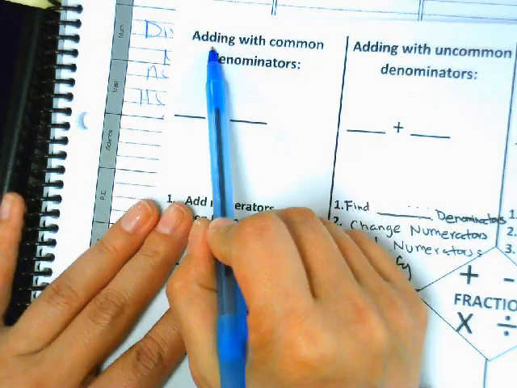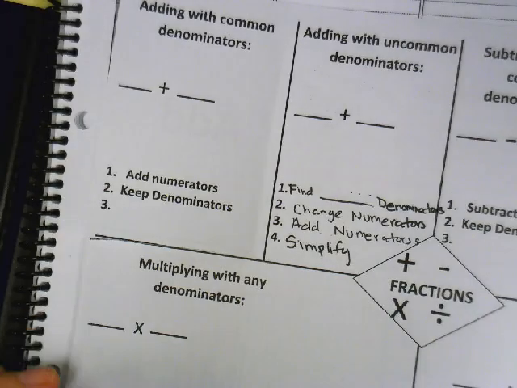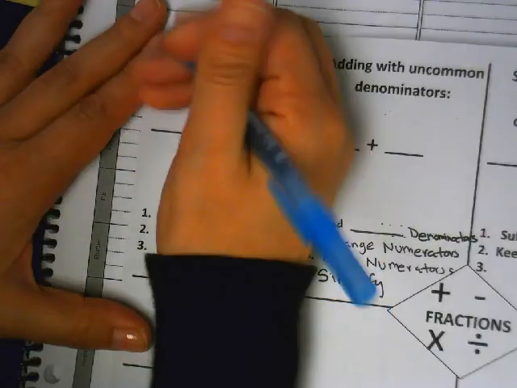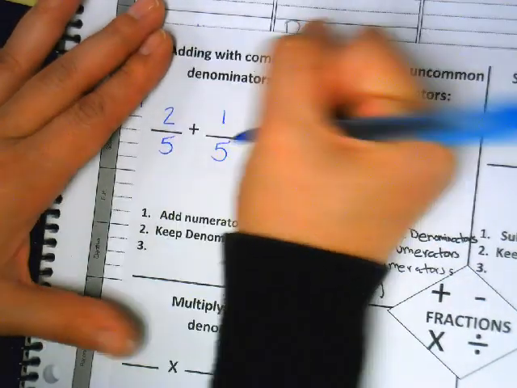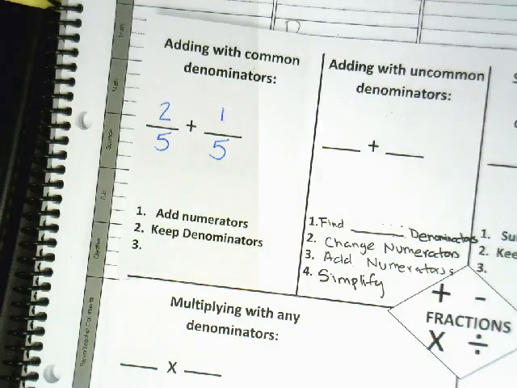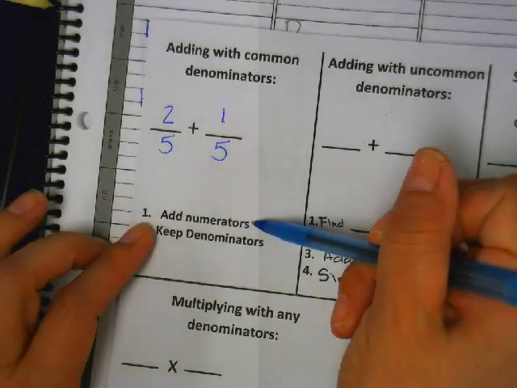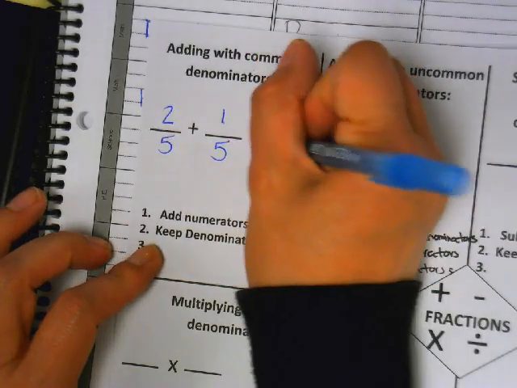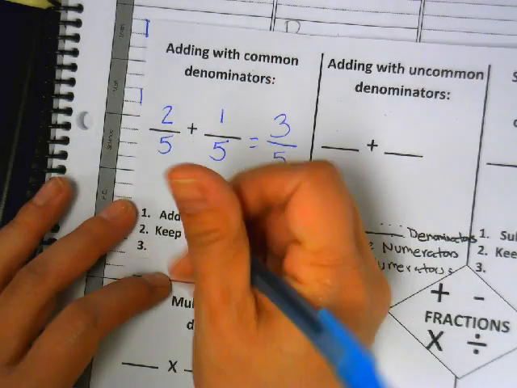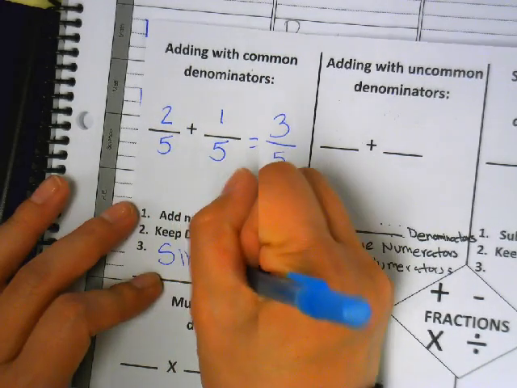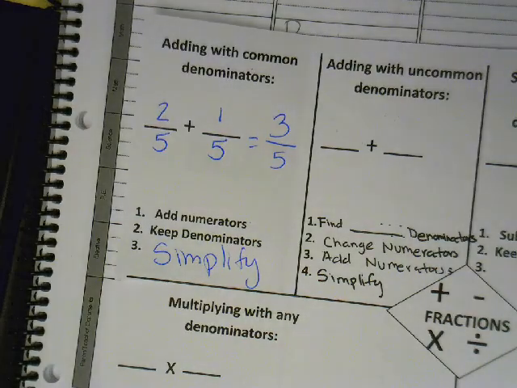Where it says adding with common denominators, that's the easiest one. When we have 2/5 plus 1/5, we just add the numerators and keep the denominator the same, so we don't change the 5. We just add the top numbers and we get 3. And then, of course, we always simplify if we can. In this example, we cannot simplify, so we're done.